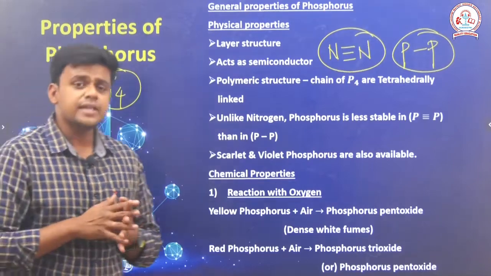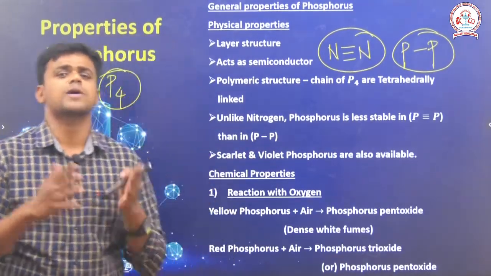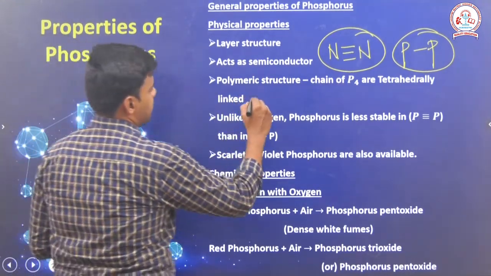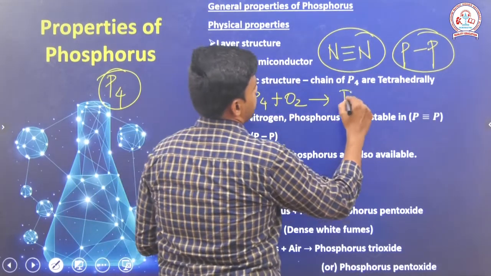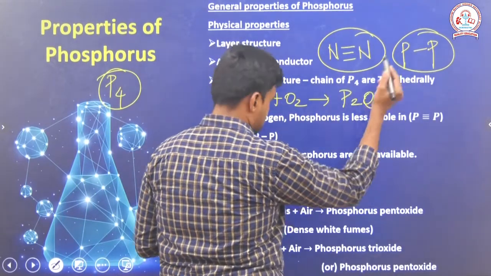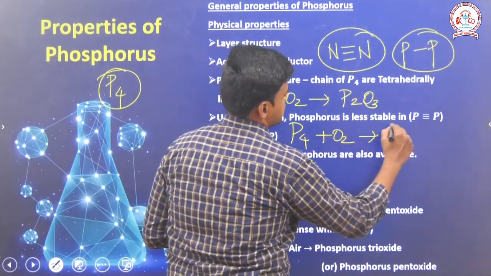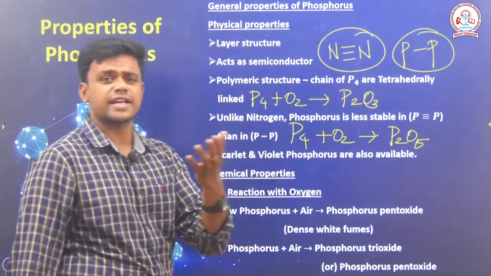The next one, reaction with air. It is very easy. It forms phosphorus trioxide, and it forms phosphorus pentoxide so easily. Very spontaneously it reacts. When phosphorus reacts with oxygen, it forms phosphorus trioxide, and the same phosphorus, if it reacts with excess oxygen, forms phosphorus pentoxide, P2O5 or P4O10, you can write either.